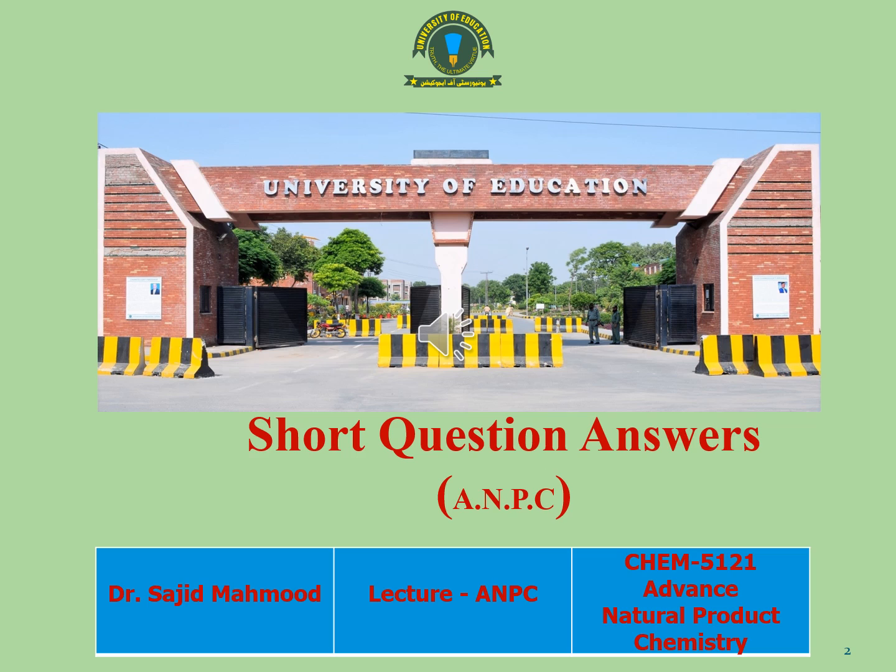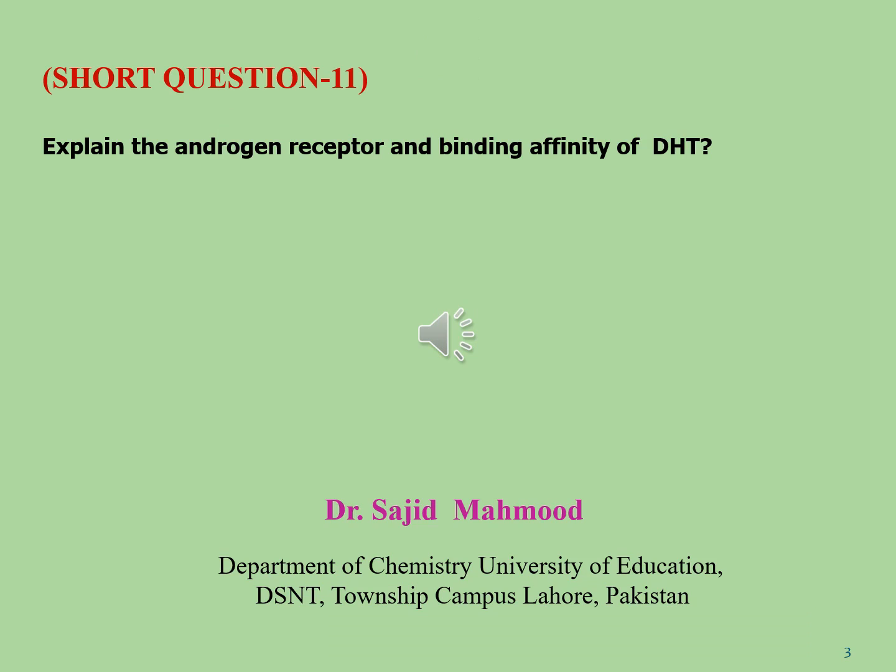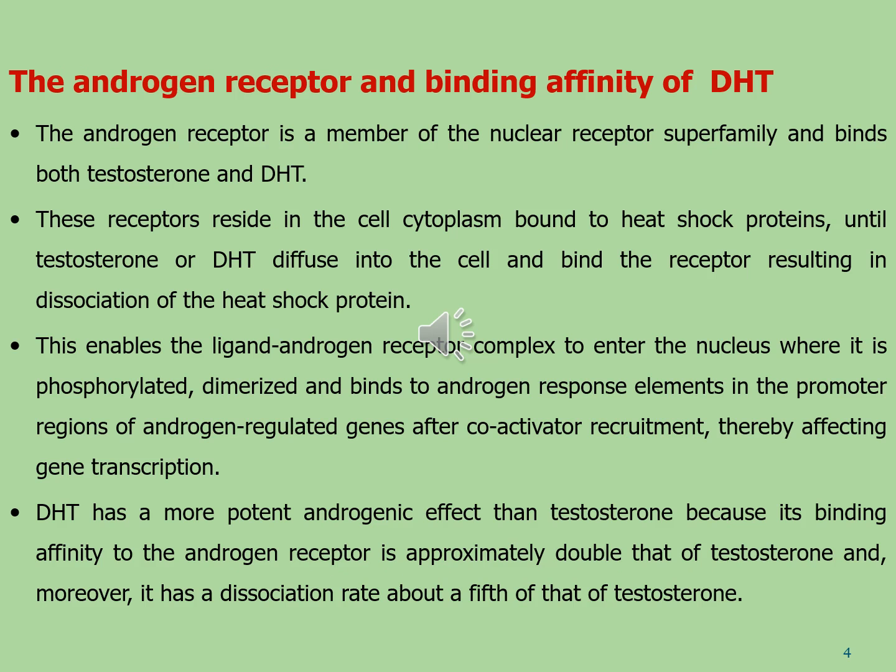Today we are talking about short question answers, which is relevant to the Advanced Natural Product Chemistry, CAM 5121. You can see over here the short question number 11. Explain the androgen receptor and binding affinity of dihydrotestosterone. Let's see the androgen receptor and its binding affinity of dihydrotestosterone.